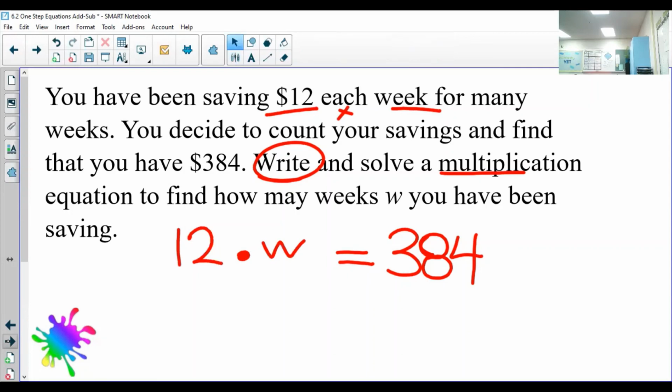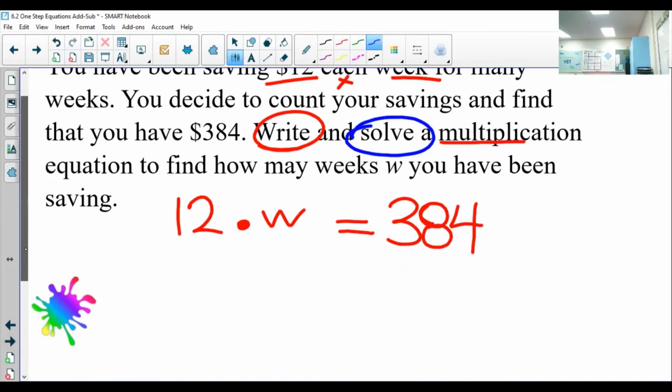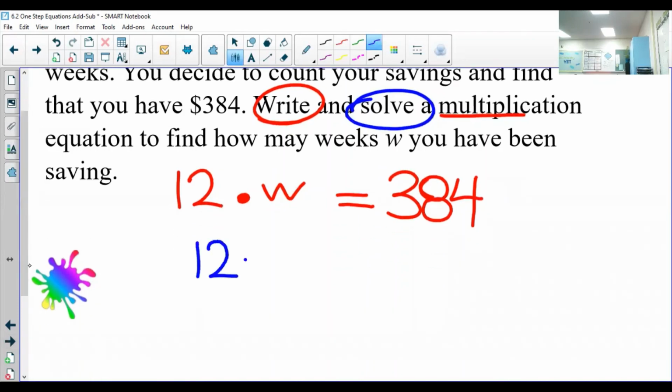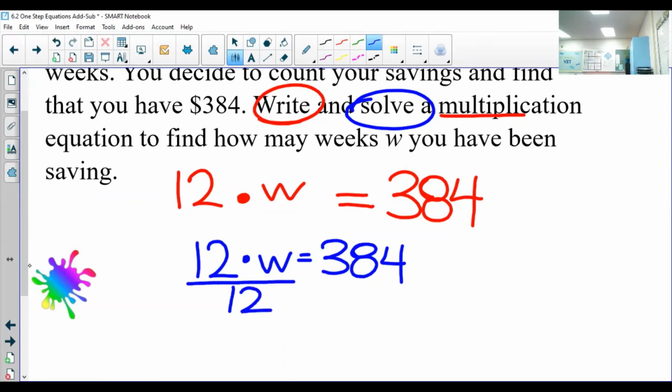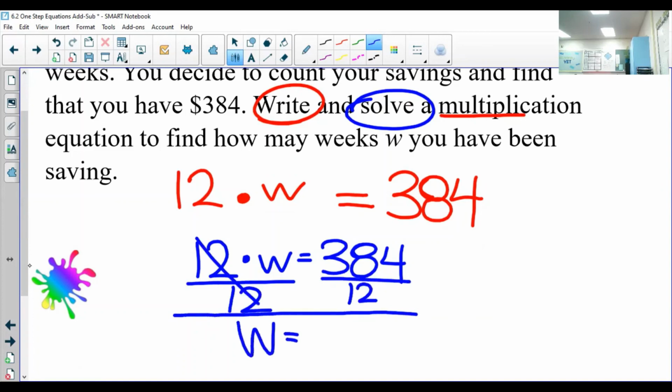After this, they want us to solve. So we're going to do 12 times W equals 384. Okay, what's the opposite of multiply? Well, we know that's going to be divide. So we're going to divide by 12 on both sides. My 12s are going to cancel. So what I'm left with is W equals 384 divided by 12.